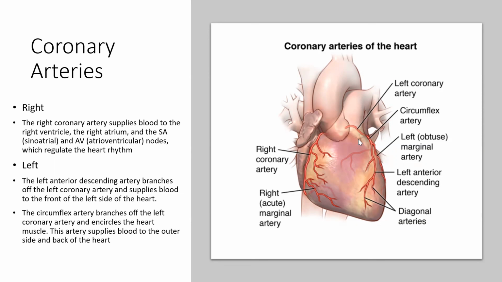And then the left coronary artery, this actually descends off the left coronary artery and supplies the blood to the front of the left side of the heart. So we have the circumflex artery, a branch of the left coronary artery, and what it does is encircle the heart muscle, and this artery supplies blood to the outer side and back of the heart. All right, so you can notice that on the right coronary artery, there you have some arteries branching off.